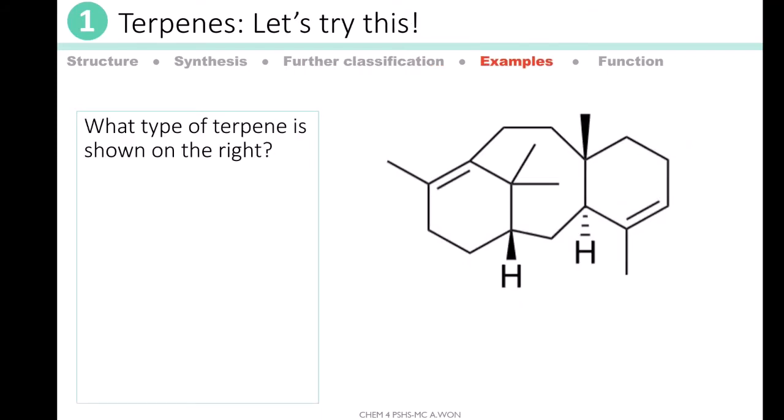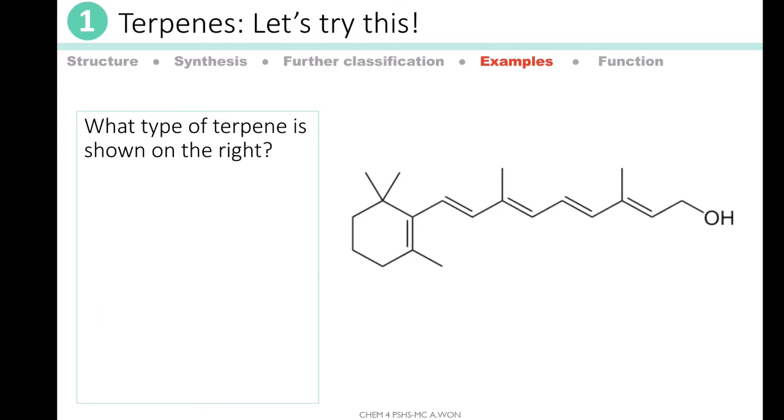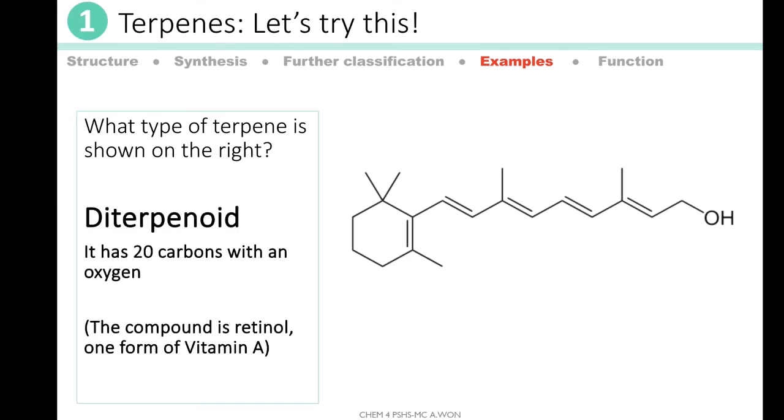Okay, now let's go to some examples. So, try answering these questions. What type of terpene is shown on the right? This is a diterpene. It has 20 carbons. Next, what type of terpene is shown on the right? This is a diterpenoid. It has 20 carbons with an oxygen.